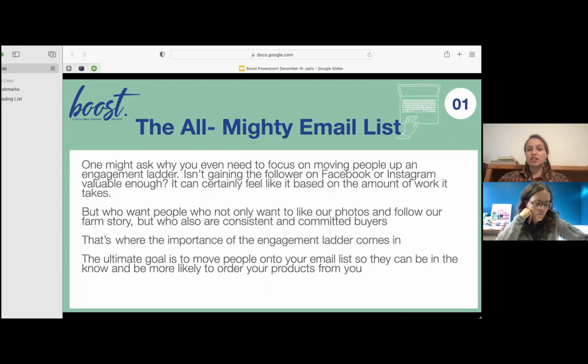So I wanted to first talk about why you want people to join your email list and why that's kind of that key middle rung on your ladder. So your email list is your personal connection to people. It's your way to make direct asks. It's your way to share your new products with people. And it's your way for people to feel included in your farm community. On your email list, that's your territory.